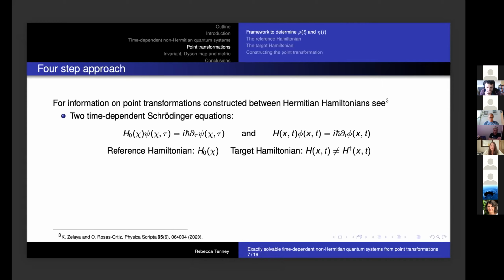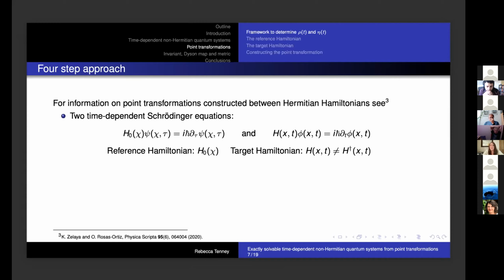And most importantly, what we're really interested in is that these point transformations preserve conserved quantities. So when you take this point transformation and act directly on the time-independent Hamiltonian, so in their case, the stationary harmonic oscillator, it produced an invariant for the time-dependent parametric oscillator. So we wanted to take that and extend it to the non-Hermitian regime to produce non-Hermitian invariants for us.